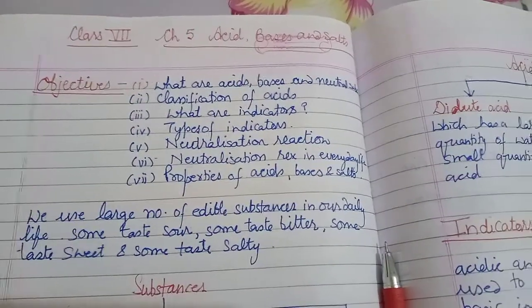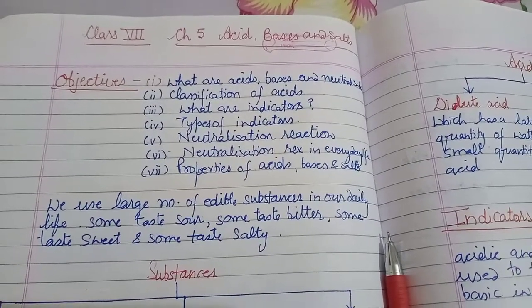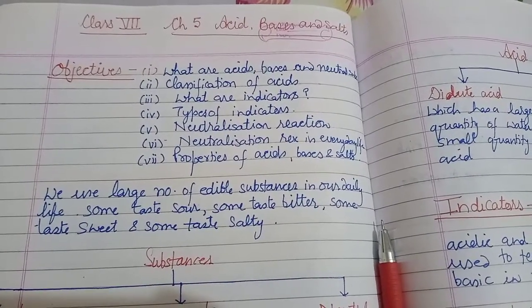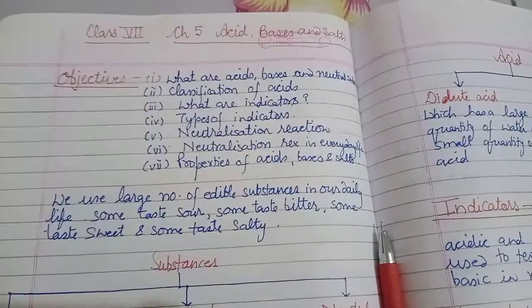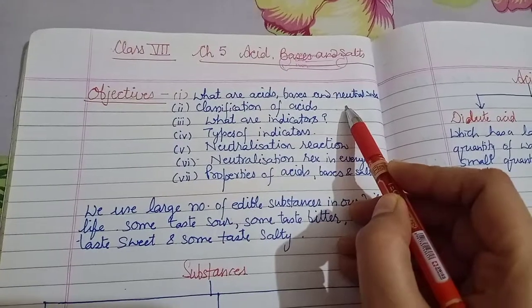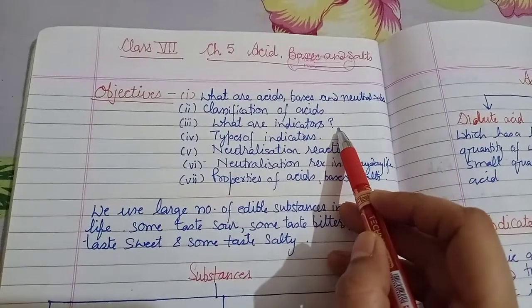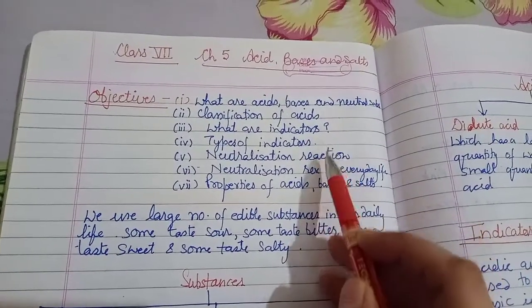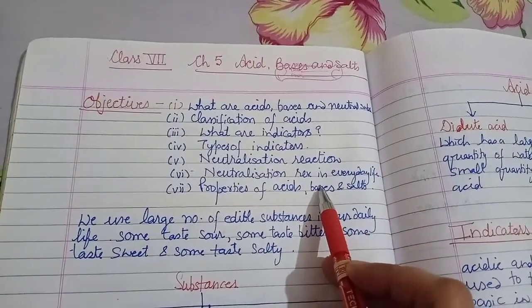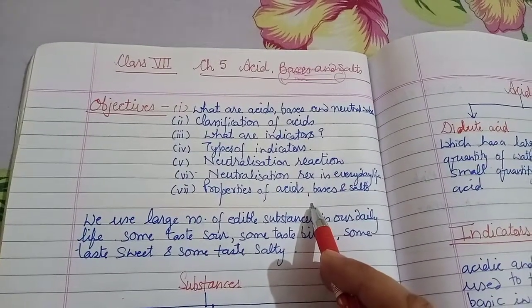Good morning, students. Today I am going to start your next chapter, that is acids, bases and salts. What are the objectives of this chapter? The objectives are to learn what are acids, bases and neutral substances, to learn classification of acids, to know what are indicators, types of indicators, what is neutralization reaction in everyday life, and properties of acids, bases and salts.